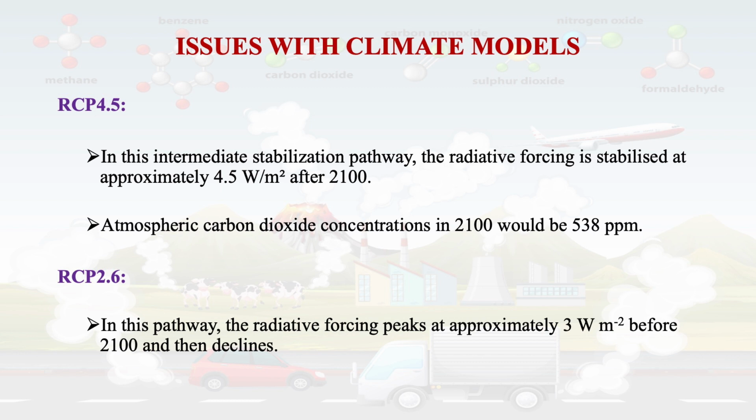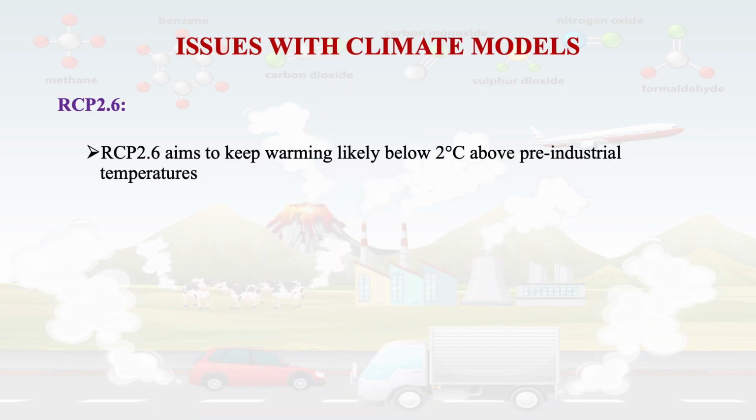As per the pathway RCP 2.6, the average global mean sea level rise for the period between 2081 to 2100 relative to the baseline 1986 to 2005 is 0.4 meter, while the probable range is 0.26 to 0.55 meters. The RCP 2.6 aims to keep the global warming likely below 2 degrees centigrade above the pre-industrial temperatures.